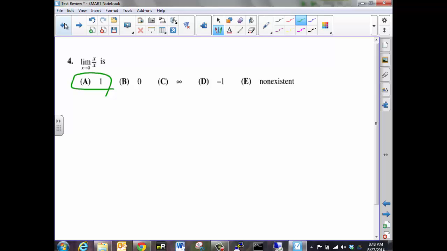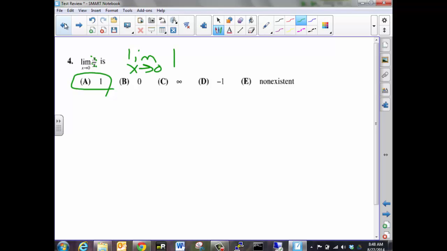But doesn't it really bother you to factor out those x's and cross them both out, because I'm not left with anything? Why would they do something like that? But that's exactly right. We can cancel this x with this x, so we're simply left with the limit as x approaches 0 of 1.